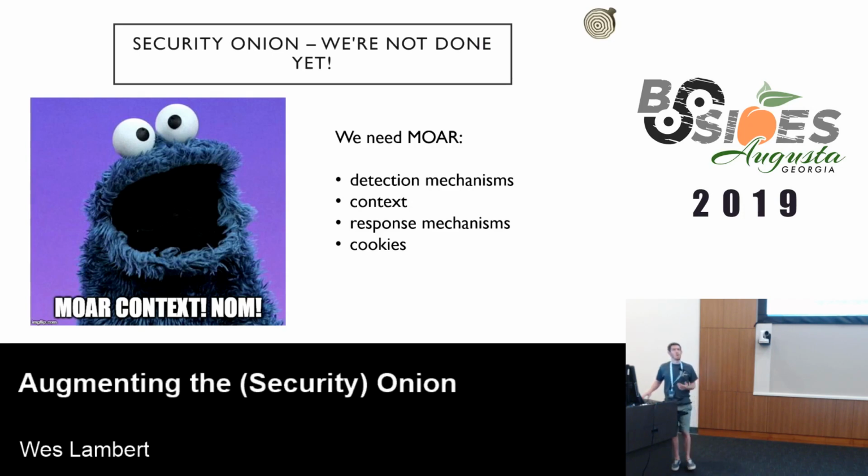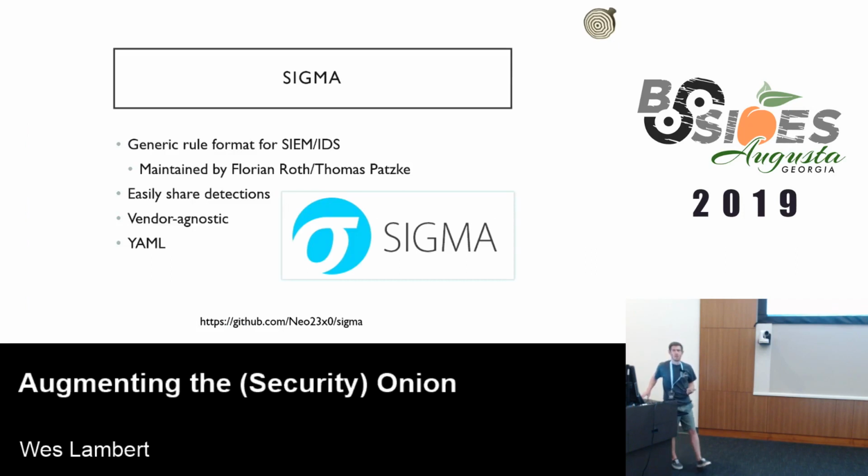So one way to get more is to implement something like Sigma, right? So has anybody here implemented or heard of at least Sigma rules? Okay. So to the uninitiated, Sigma rules are really a generic format for rules for something like a SIEM or an IDS or something that behaves in that manner. They're written in YAML, a very well-defined syntax. And it's going to be vendor agnostic and allow you to easily share these detections, right?